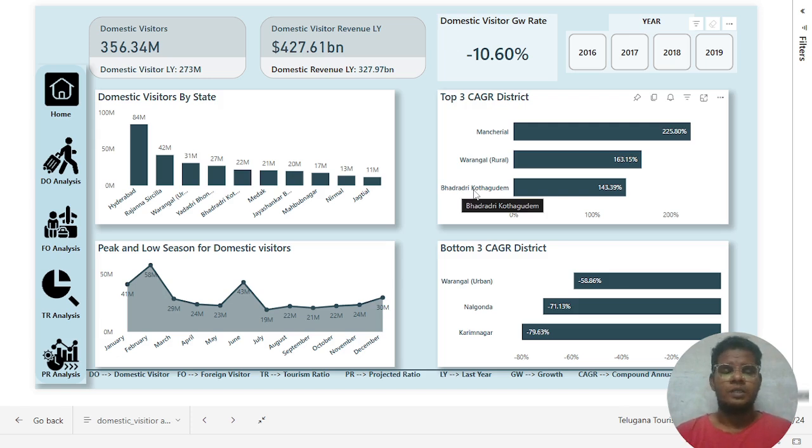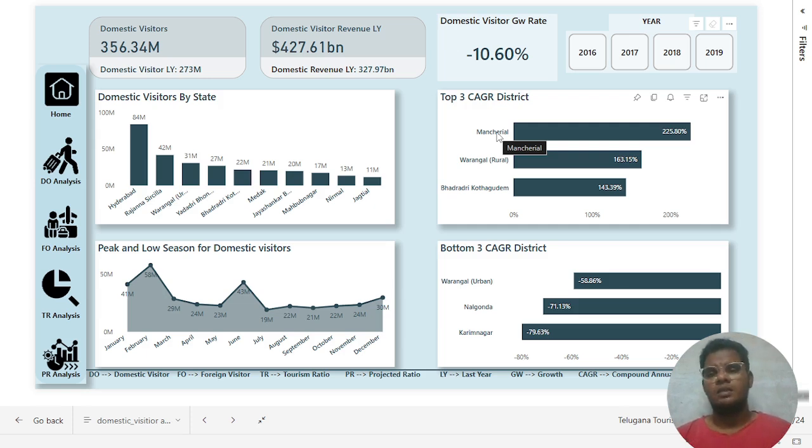You may wonder, Hyderabad is in the first place, but in the top three CAGR, compound annual growth rate, Mancherial is in first place. You may be confused. You know why? Hyderabad is actually a big volume city. It's having a great volume, and it has already attained some level. It's not gradually increasing. It's actually suddenly increasing from 0 to 1,000 within a second.